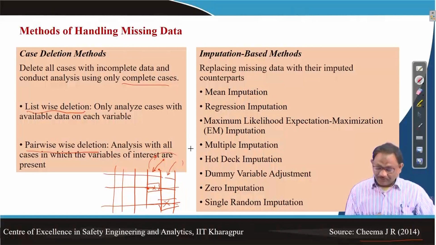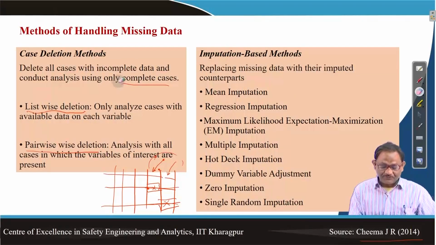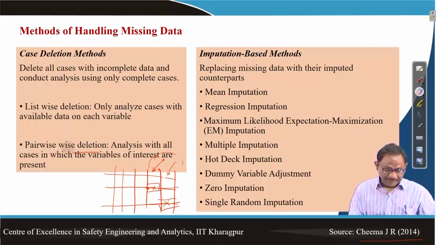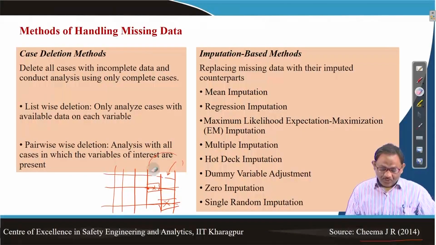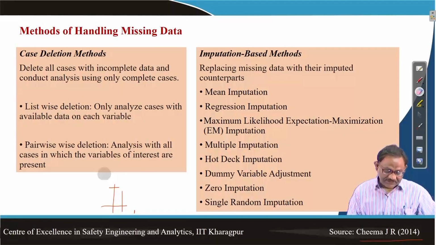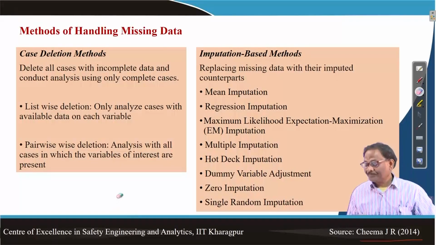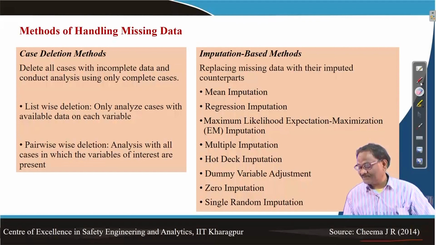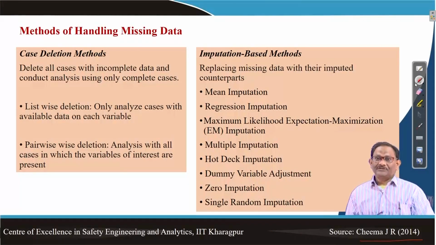But this kind of deletion method is possible only when you have huge data. The second thing is that if you know your missingness mechanism is either at random or completely at random, then the deletion method will work. If the number is not large, you have to impute data. So an imputation based method you have to consider.